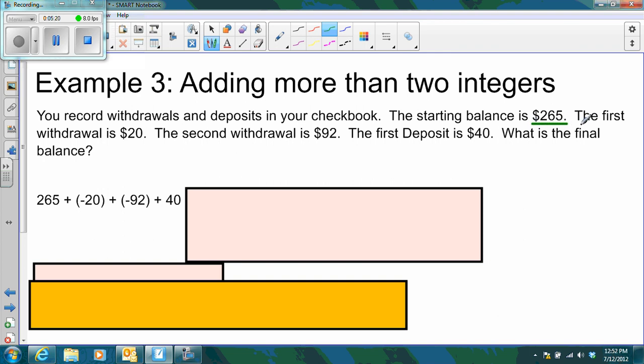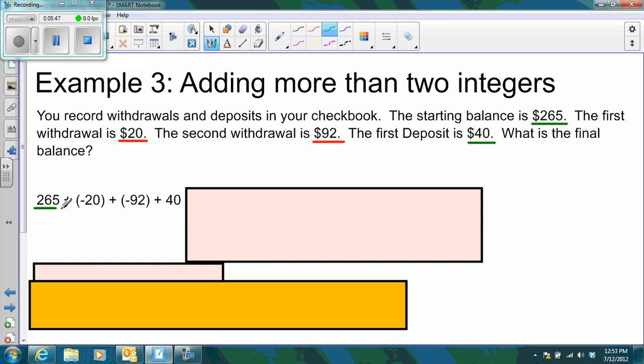So the starting balance, that's how much you initially put in. The first withdrawal, a withdrawal meaning you're taking out, so we have a negative, is 20. The second withdrawal is $92. Again, we're taking that out. And then your first deposit is 40, so we're putting money in. So anything that's underlined in green here is positive, and anything in red is negative. They want us to find the final balance.